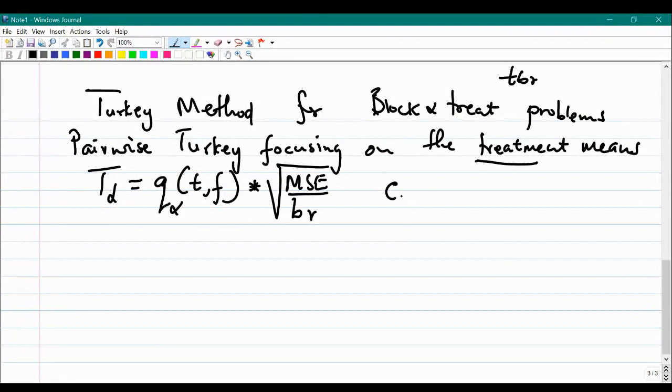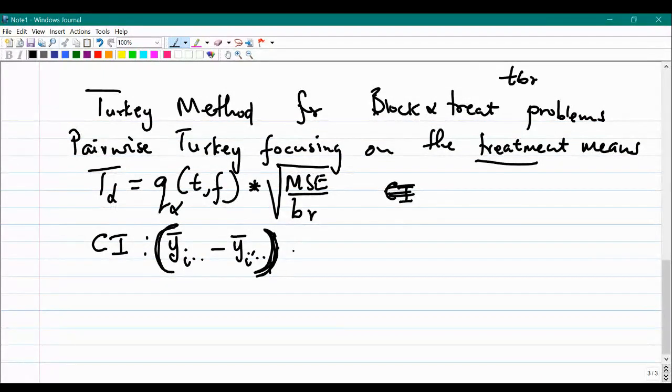And the confidence interval will be what? Let me write it here. Confidence interval will be yi dot bar minus y bar i prime dot, plus or minus T alpha. Sorry, this is a confidence interval, so this cannot be absolute values. Any question there? This one is for the treatment, let me say number one.